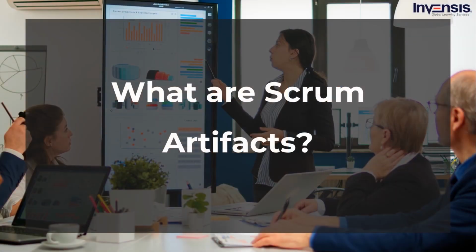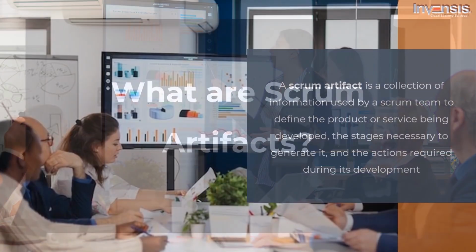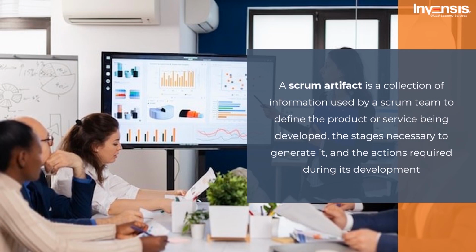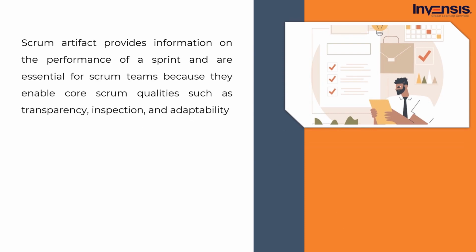Let us understand what Scrum Artifacts are and why it is important. A Scrum Artifact is a collection of information used by a Scrum team to define the product or service being developed, the stages necessary to generate it, and the actions required during its development. Scrum Artifact provides information on the performance of a sprint. Scrum Artifacts are essential for Scrum teams because they enable core Scrum qualities such as transparency, inspection, and adaptability.